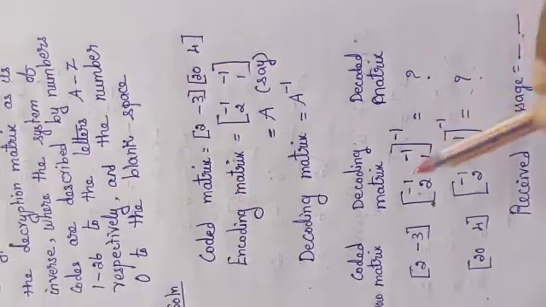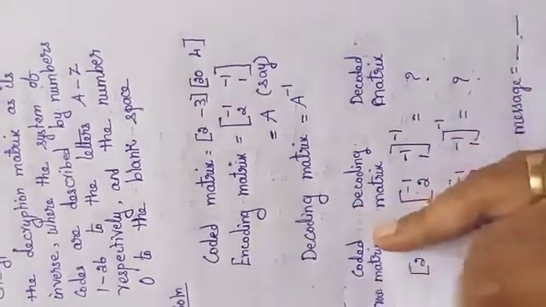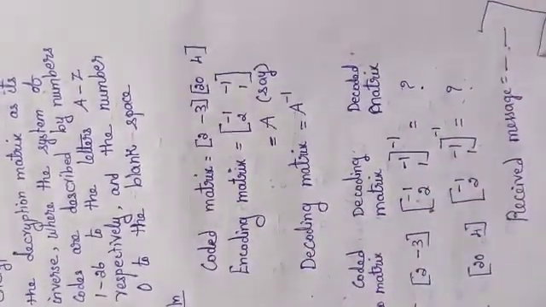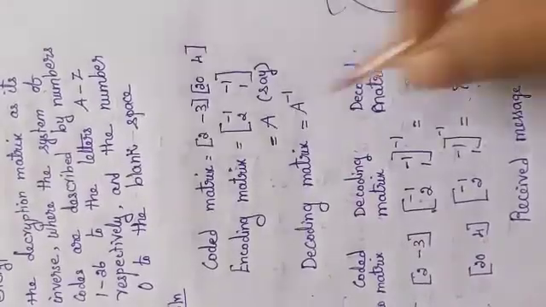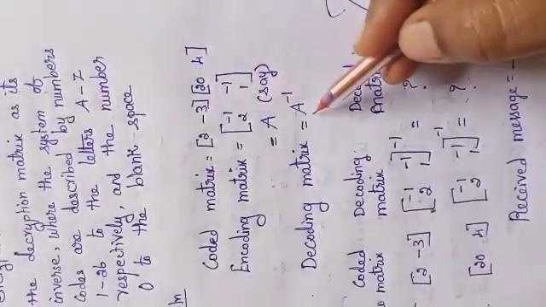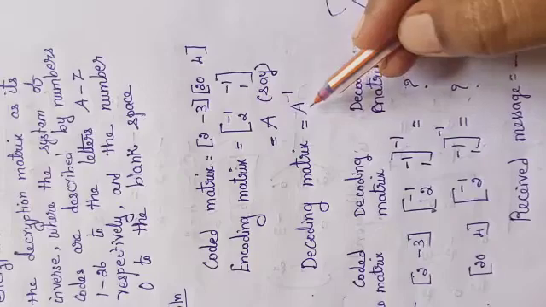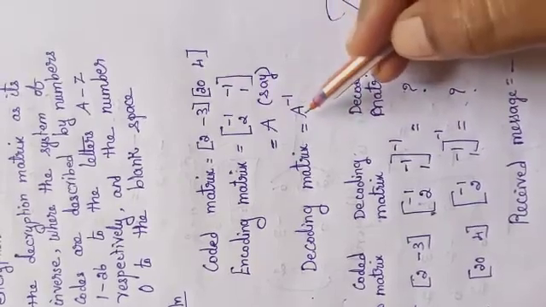When you are writing in the note, don't write this. I have written it only to make you understand. So these three steps you can write. After that, write: find A inverse. Shall we find out A inverse?